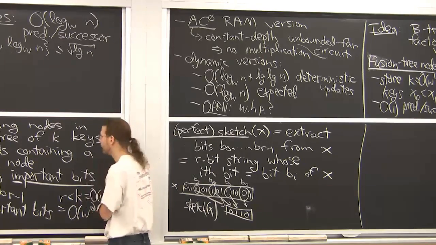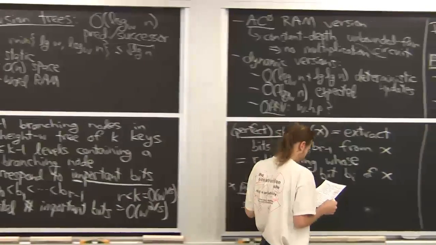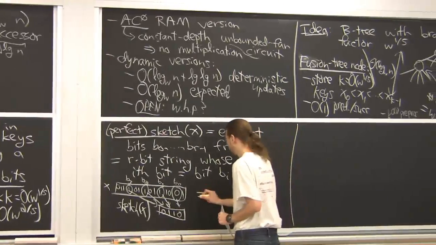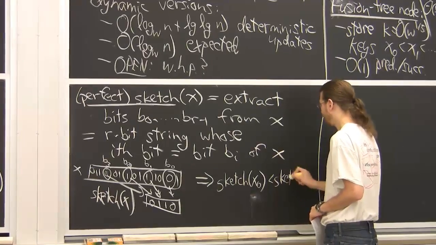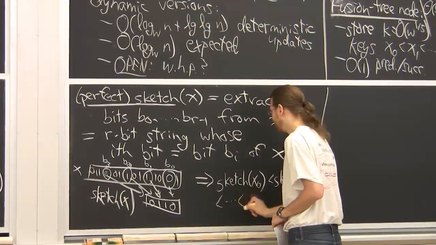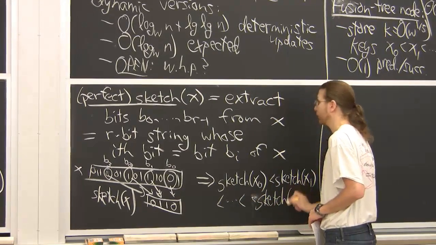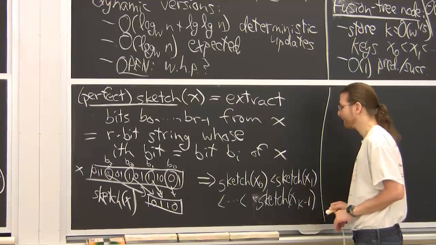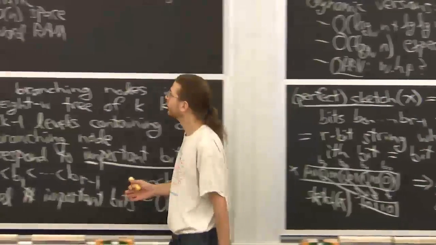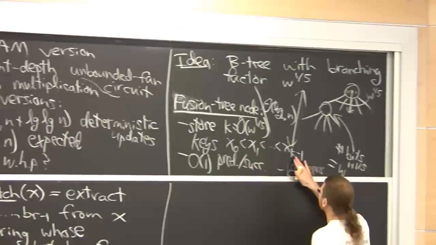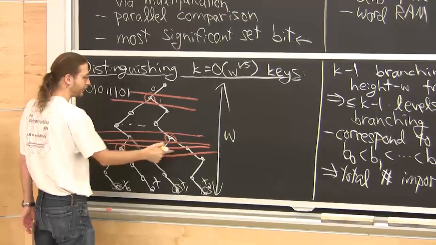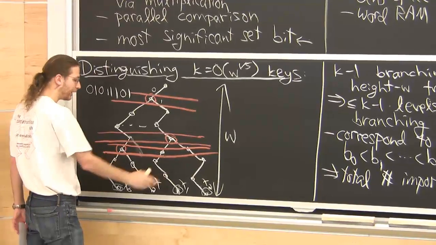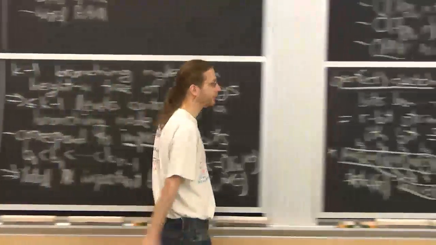So, the perfect sketch is good because it implies the following nice property. If you look at the sketch of x0, that's going to be less than the sketch of x1, and so on, which is going to be less than the sketch of xk minus 1. Sketch preserves order. We assume that x0 is less than x1 is less than xk minus 1. And because we're keeping all the bits where these xi's get distinguished, in particular we keep the bits that have all the branching nodes, that will preserve the order of the xi's. So we know that the order of the xi's is preserved under sketching.